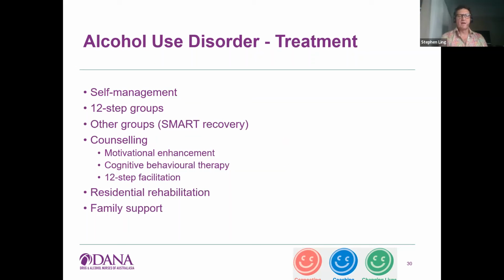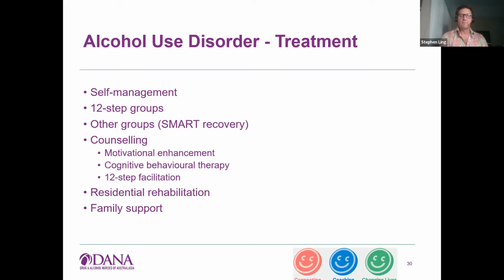There are other groups available now, things such as Smart Recovery. Counseling involves motivational enhancement treatment, cognitive behavioral therapy, or 12-step facilitation. And most clinicians would use a variety of these three approaches. Some patients will require residential rehabilitation support, where they go into a residential facility for 6 to 12 months in order to recover from their alcohol use before they re-enter society.